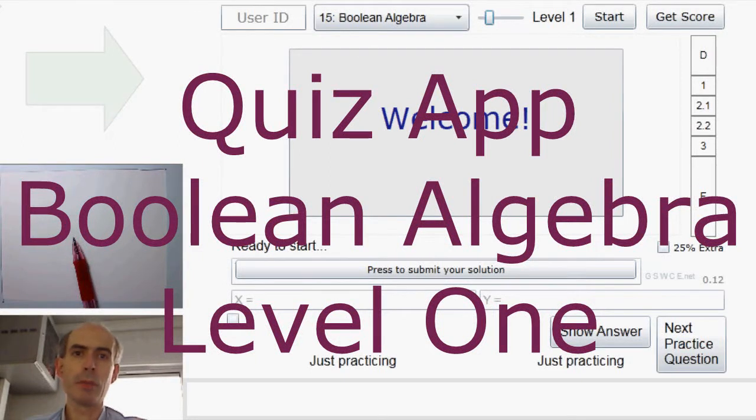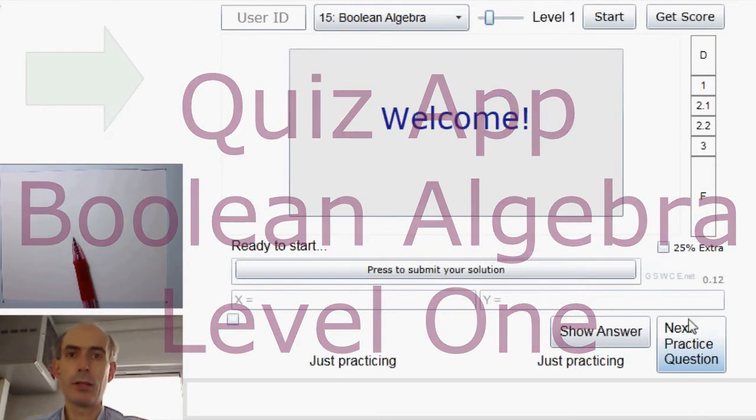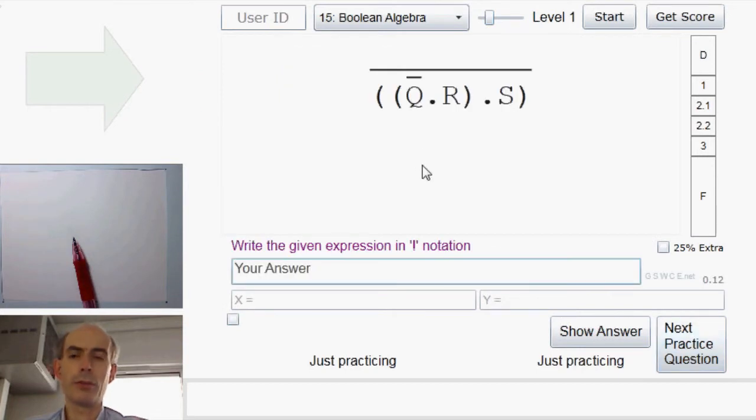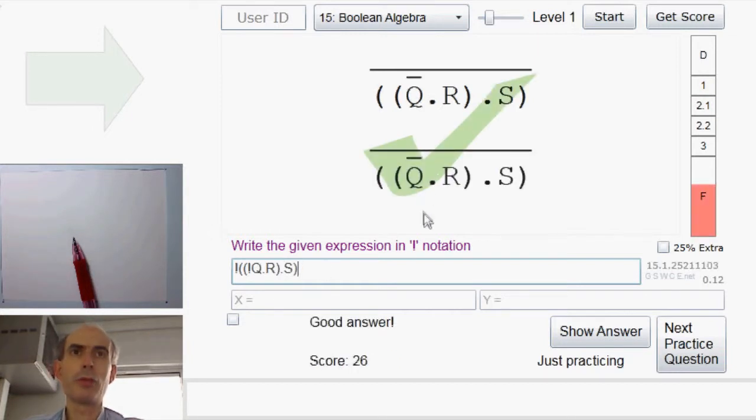Hello, this time Boolean Algebra, level 1. Let's get a question. Right, and this is just getting used to this notation using the exclamation mark to mean not, put in place of drawing the bars, which is a hard thing to do if you're typing. Here we've got an exclamation mark over everything, and then another one just over the Q inside this bracket. So I should write it like that. And if you're right, it prints up what you typed down here.